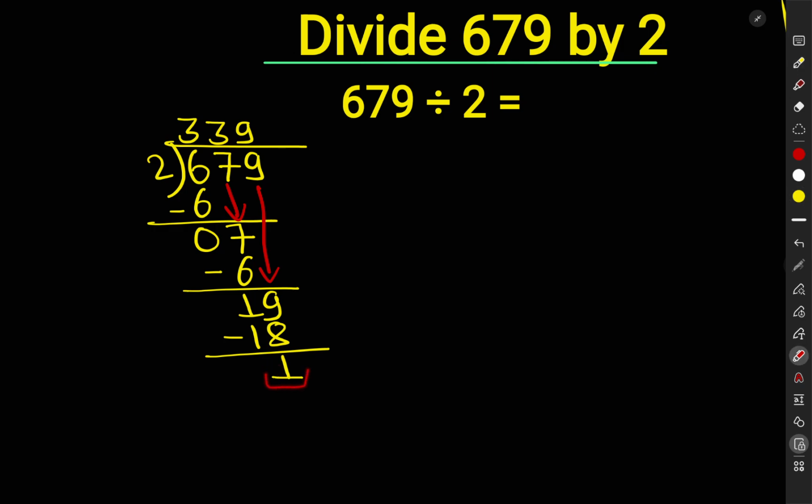So now this 1 is less than 2 and there is no other number to put down. So we put a decimal here so that we can put 0. So it is 10 and 2 times 5 is 10. On subtracting we get 0.